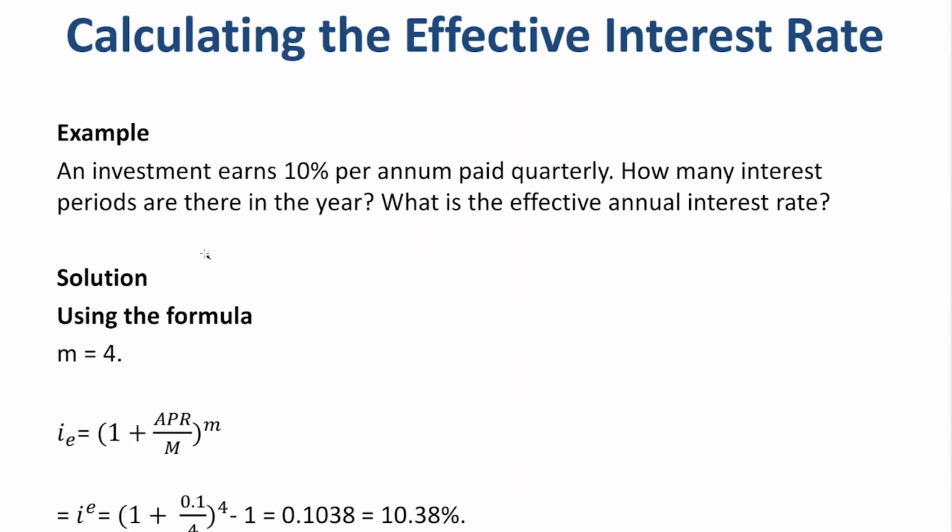For example, an investment earns 10% per annum paid quarterly. So how many interest periods are there, and what should be the effective annual interest rate? Basically, it's 10% per annum, but it's paid quarterly, so in fact it's actually higher than 10%, right? Imagine that you have compounded 4 times by the end of the year. So your number of periods is 4 times a year. Your effective interest rate is equal to 1 plus your annual interest rate divided by m, the number of compounding periods, to the power of m, minus 1.